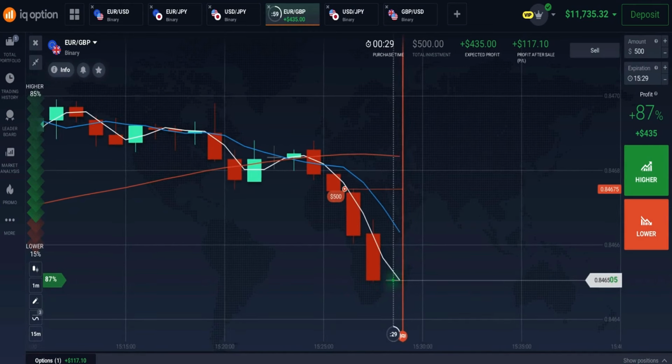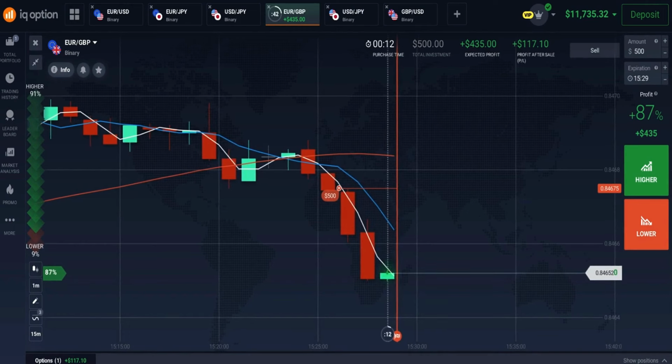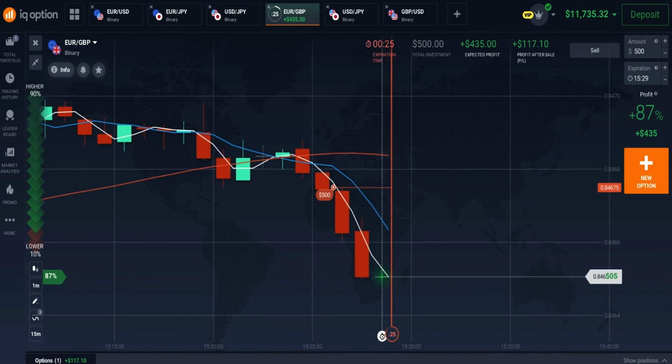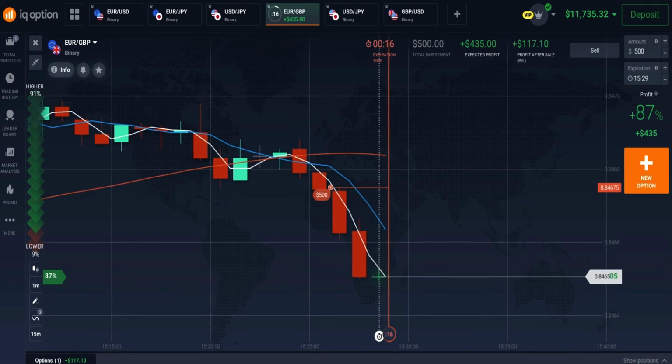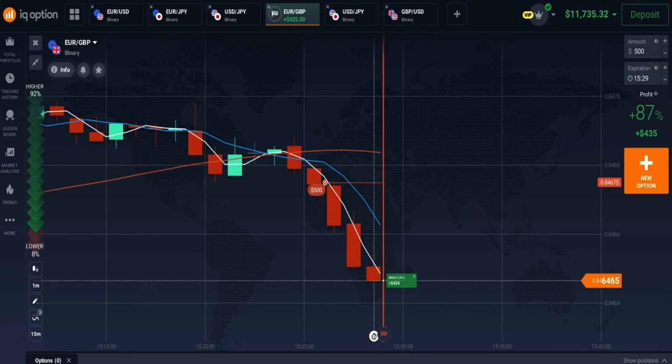So I've entered a sell trade with a 3-minute expiry time. Now let's wait for the result together. While we wait, here's a quick tip. Always stay disciplined and follow the rules of the strategy. Avoid overtrading and stick to the best setups. This will improve your consistency over time.